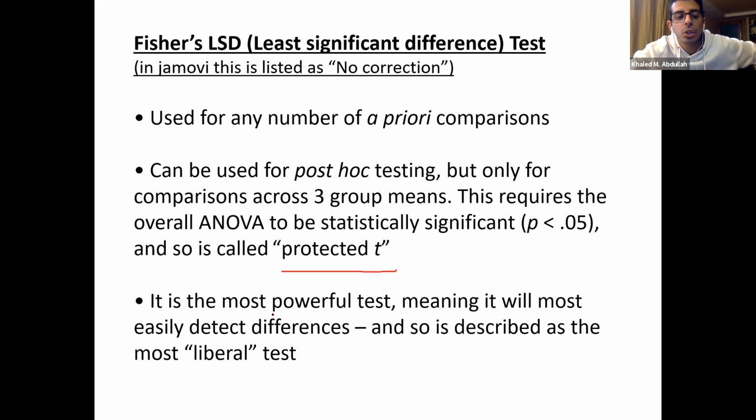It's usually the most powerful test, meaning that if there was a difference, Fisher's test will detect it. Power is usually over 80%. That's why people love it. Since it's the most powerful, people give it the name of the most liberal. It's not really conservative, it's just more liberal, more powerful.